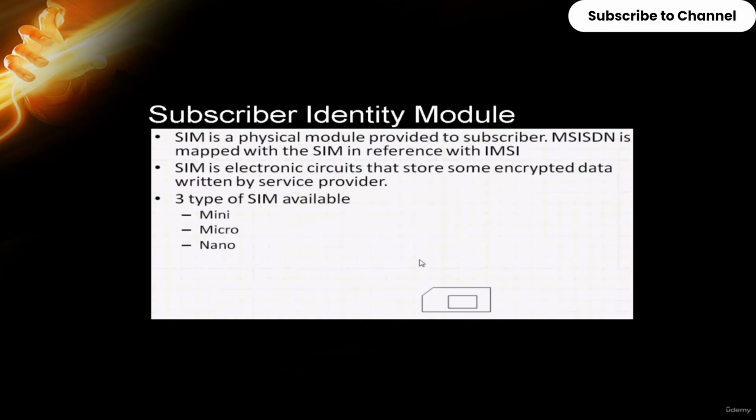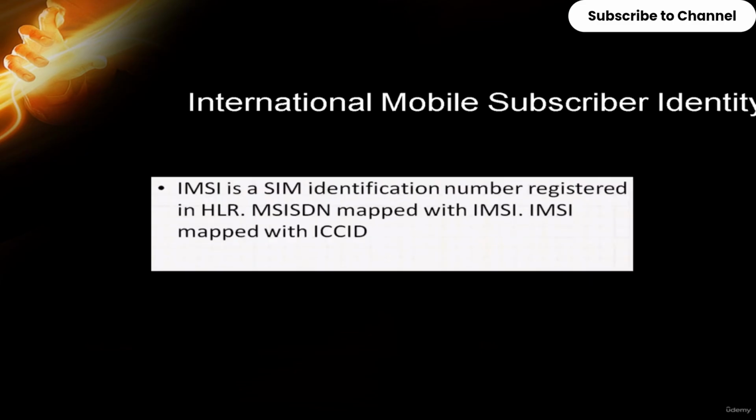Then the subscriber identity module. This is a SIM. SIM comes in various types. Everybody is using a SIM with a mobile, like mini SIM, micro SIM, and nano SIM. Then there is the international mobile subscriber identity. It is a SIM identification number which is registered with the home location register. So it is mapped with the particular registers which are used.